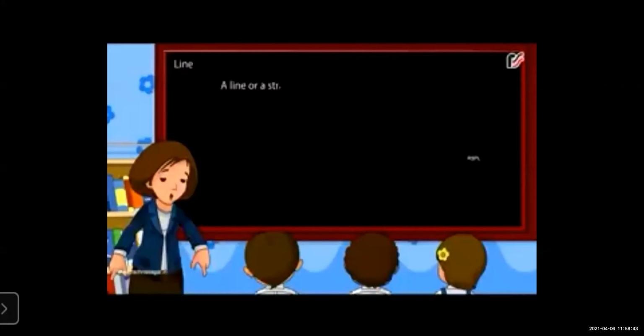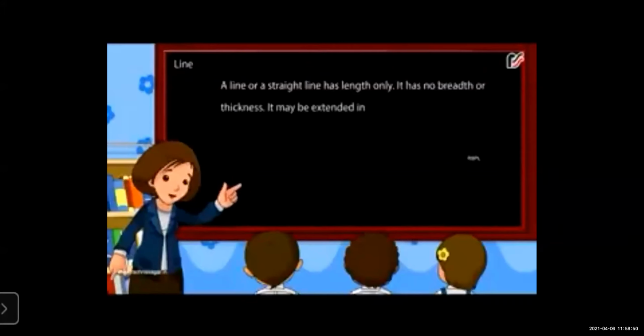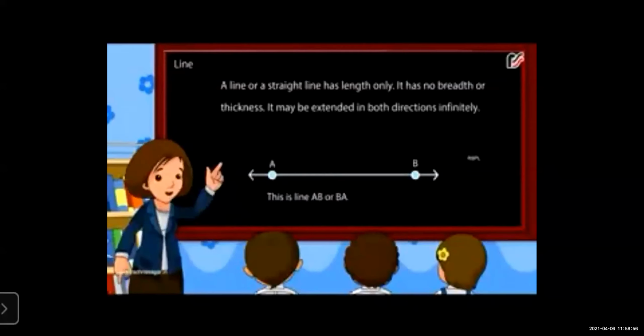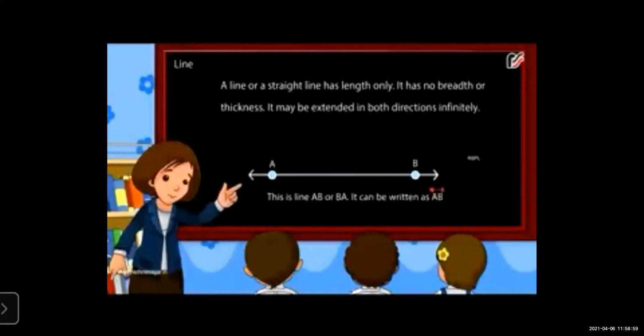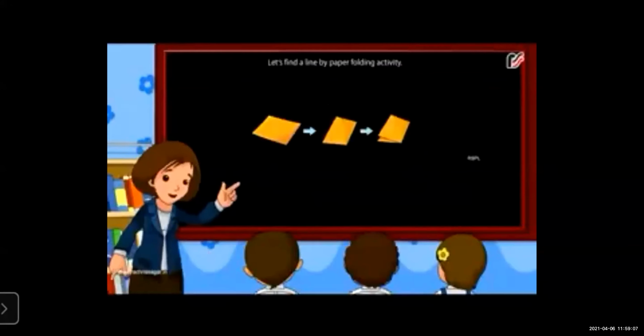Line. A line or a straight line has length only. It has no breadth or thickness. It may be extended in both directions infinitely. Look at the line drawn below. This is line AB or BA. It can be written as AB or BA. Let's find a line by paper folding activity. Take a sheet of paper and fold it. When you open the fold, you will find a crease formed. This gives the idea of a straight line.